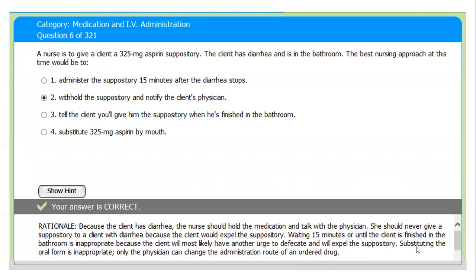And also substituting the oral form is inappropriate, right? Only the physician can change the route of administration of the dose. Here we discussed a few board review questions for the NCLEX board exam, but every student must know them.